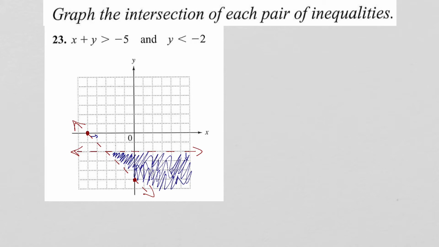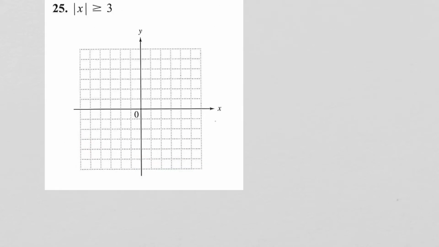Okay? Now, if this was an or, I would have shaded everything to the right of this line and everything below this line. Everything would have been shaded. The only portion not shaded would have been this if it had been an or. Okay, remember when you have an absolute value that's greater, you're always going to do it twice.